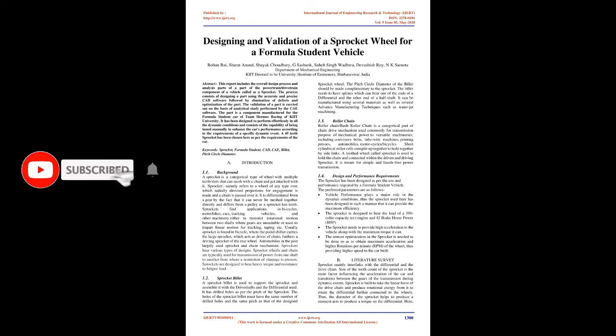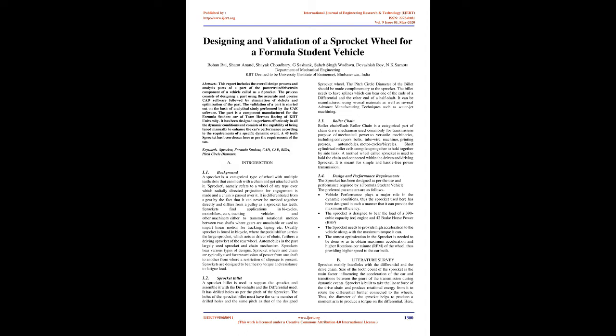Sprockets find applications in bicycles, motorbikes, cars, tracking vehicles, and other machinery, either to transmit rotational motion between two shafts where gears are unsuitable, or to impart linear motion for tracking, taping, etc. Usually a sprocket is found in a bicycle, where the pedal shifter carries the large sprocket, which acts as the driver of the chain, further driving the sprocket of the rear wheel. Automobiles in the past largely used sprocket and chain mechanisms. Sprockets bear various types of designs.